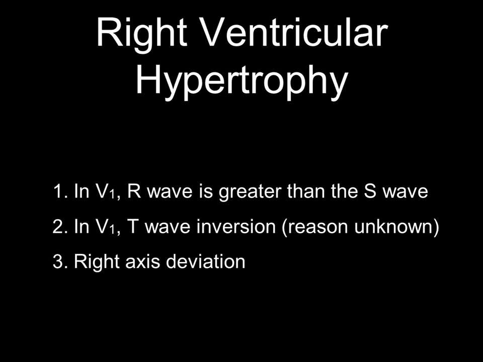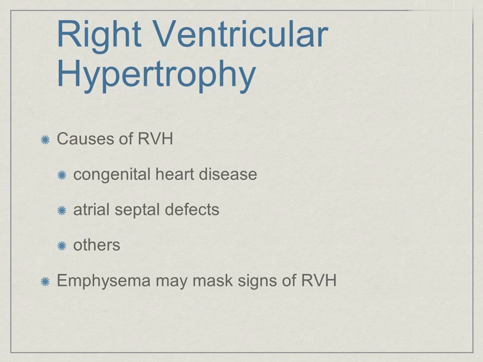Right ventricular hypertrophy. In V1, the R wave is greater than the S wave. In V1, T wave inversion, reason unknown. Right axis deviation. Causes of RVH: congenital heart disease, atrial septal defects, others. Emphysema may mask signs of RVH.